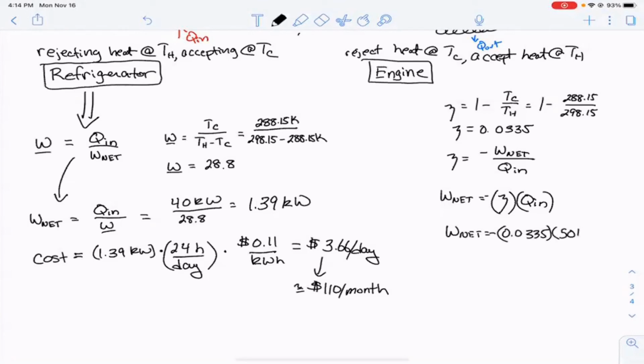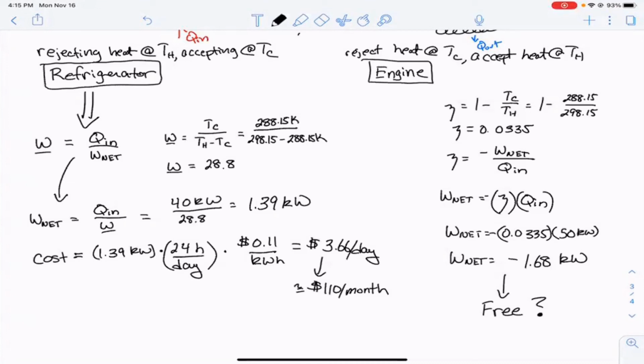And we were told that the cooling load is 50 kilowatts. And so that means that the net amount of work that can be produced by this process is minus 1.68 kilowatts. And you might think, wait a minute, that's negative. That means that net we're generating work. And that is true, right? We are running an engine. And the whole point of an engine is to generate energy. And so does that mean that running this engine in the summertime would be free? And the answer to that is not exactly.